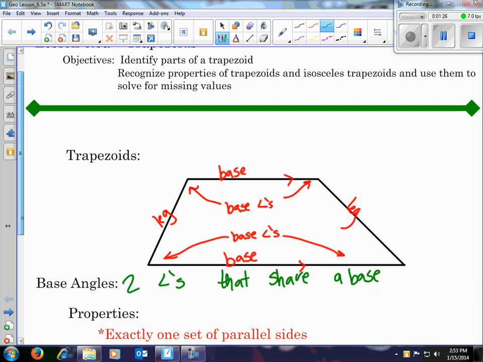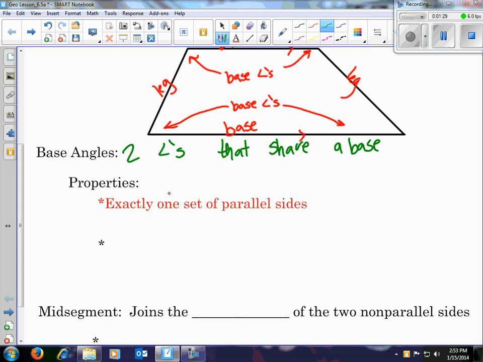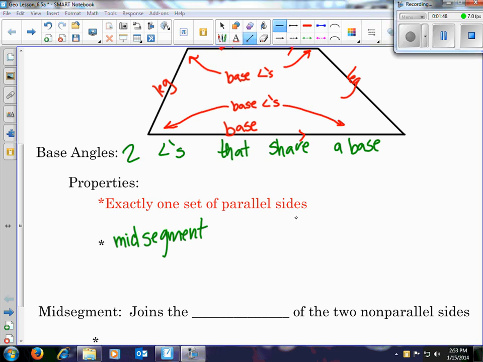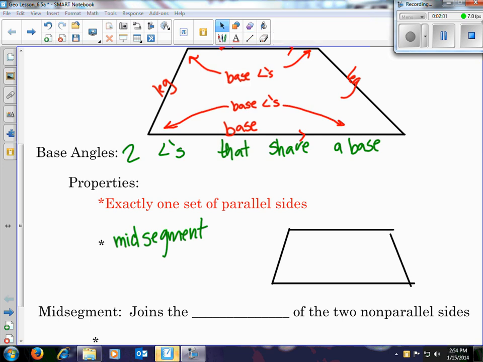Okay, properties of a trapezoid is we have exactly one set of parallel sides. The other thing that we have is a midsegment. Now, we had a midsegment when we were talking about isosceles triangle. It's the same thing in an isosceles trapezoid. So, if I were making a trapezoid, let's do a line here. Like so. If I were making a trapezoid.